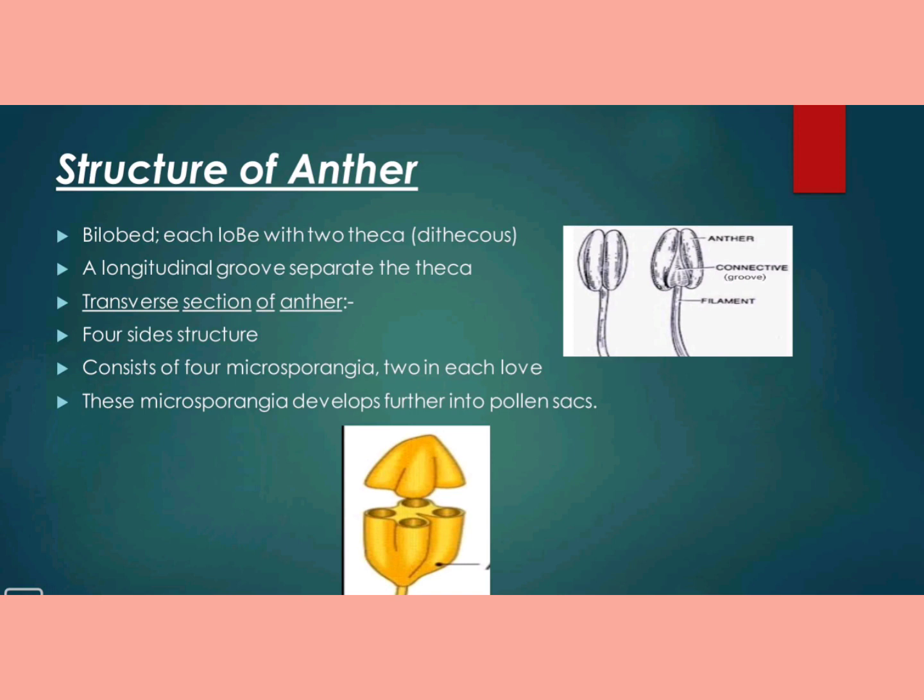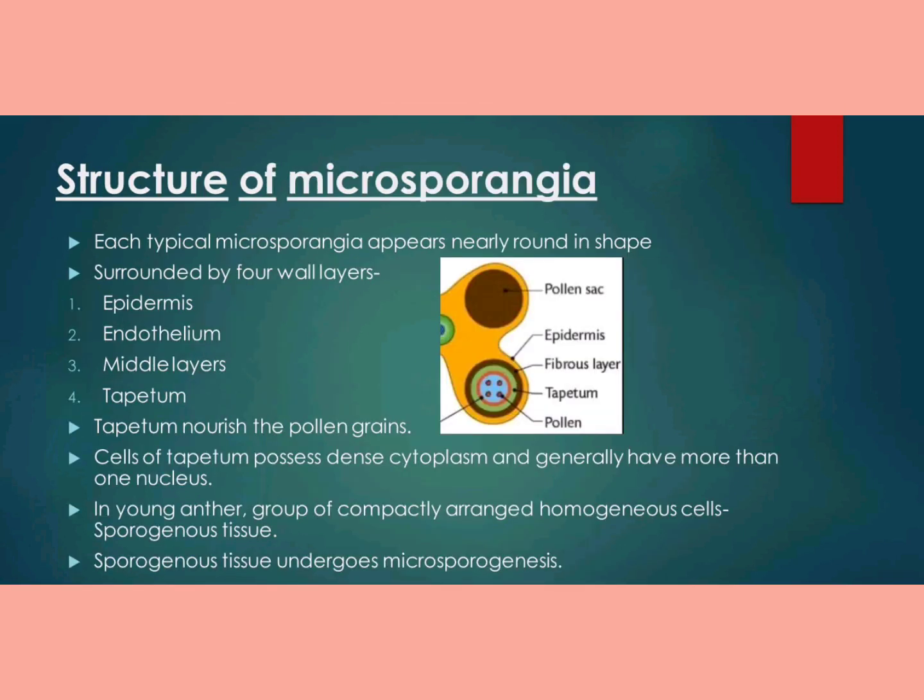It consists of 4 microsporangia, 2 in each lobe. These microsporangia develop further into pollen sacs. Let us look at the structure of microsporangia. Each typical microsporangium appears nearly round in shape. It is surrounded by 4 wall layers. Outermost epidermis, inner to it endothecium, inner to it are the middle layers. It may be one or several.